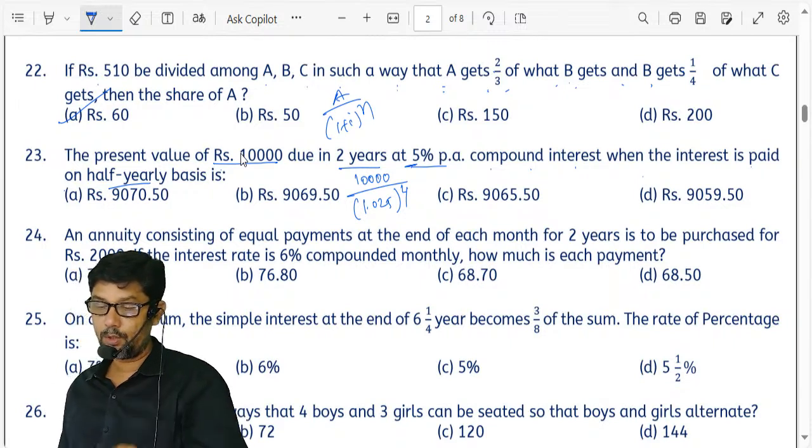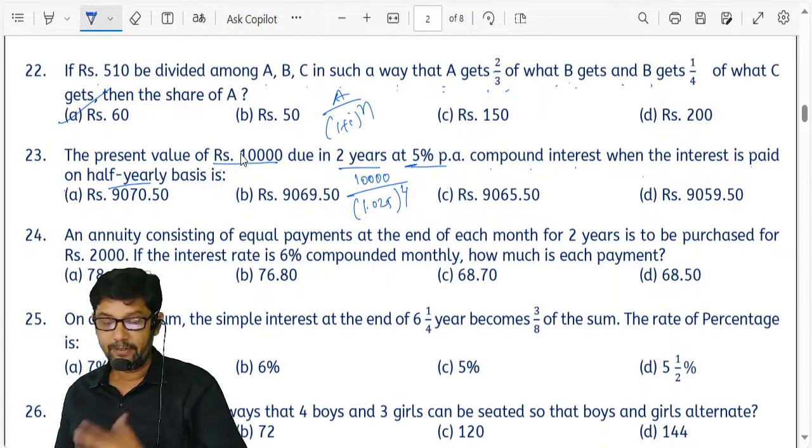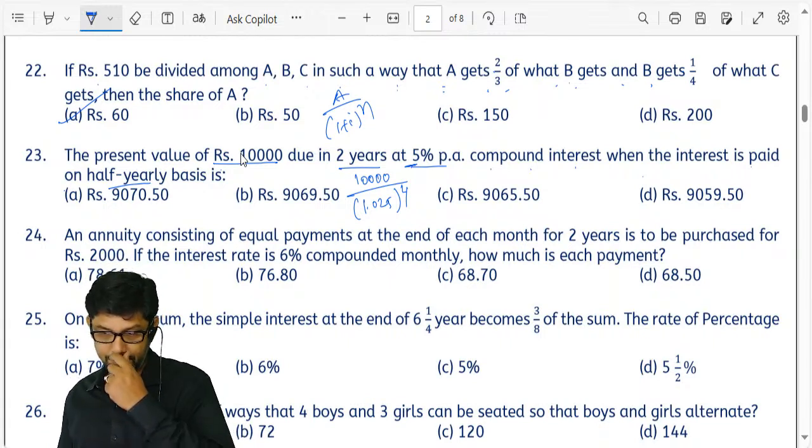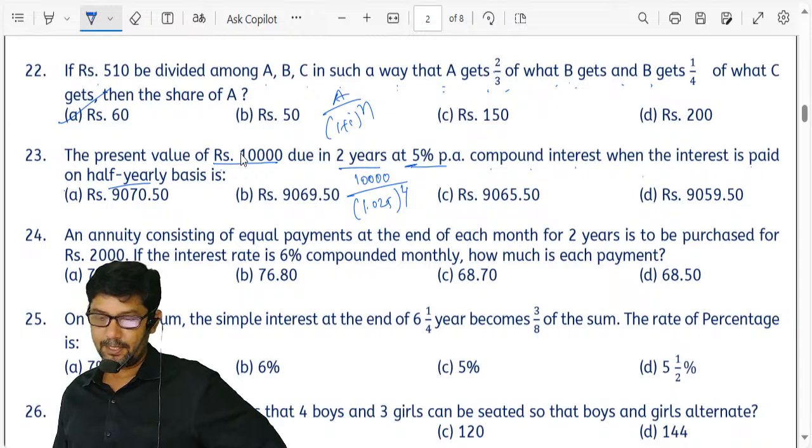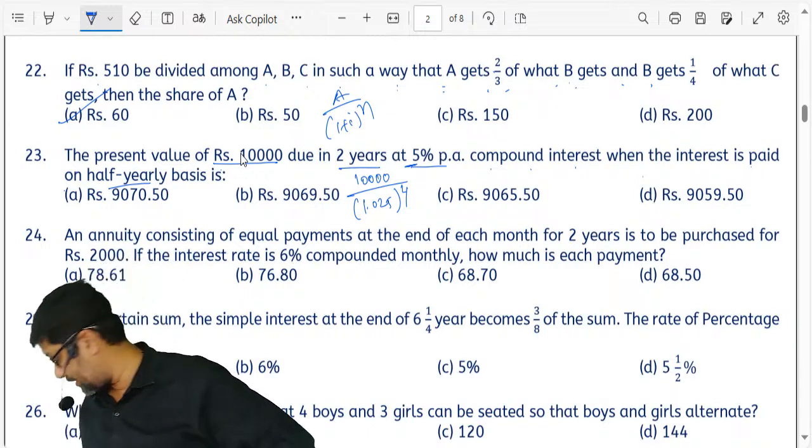1.025 into, equal to, divided by, equal to, into 10,000. So this method at that moment didn't strike. Yes, of course it will not strike now.